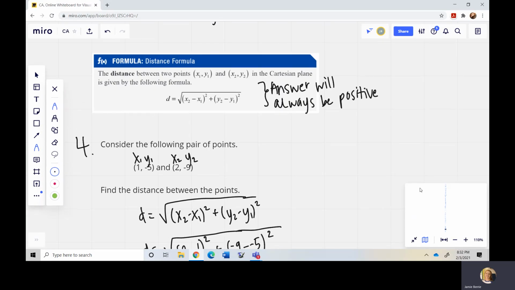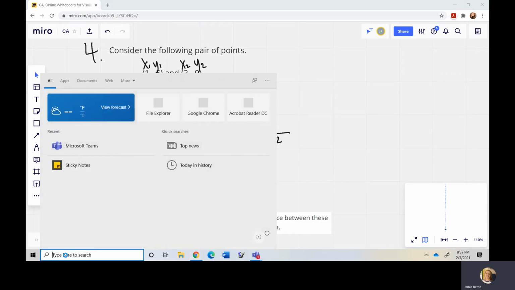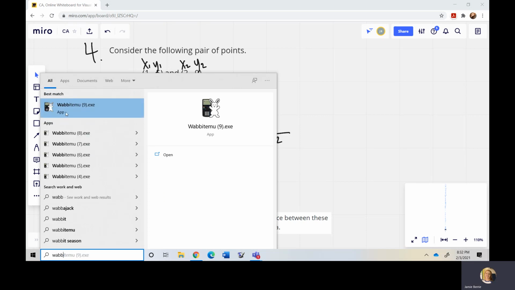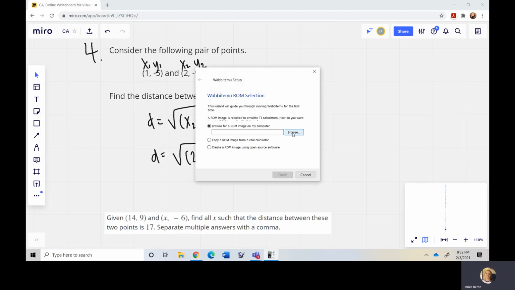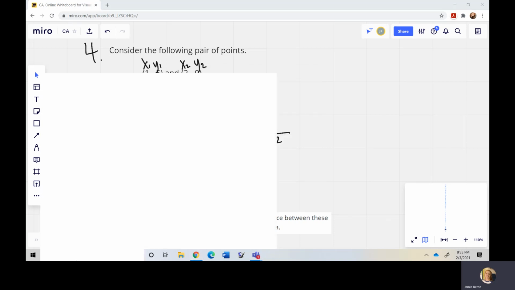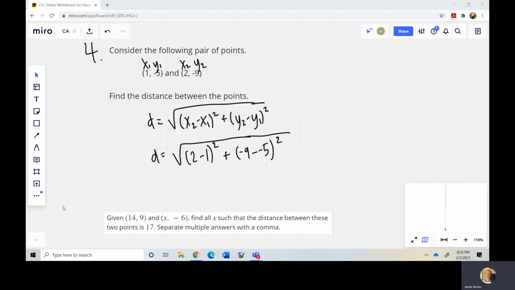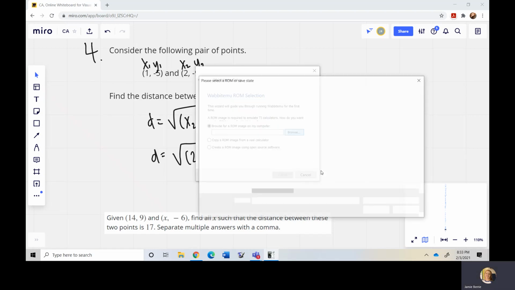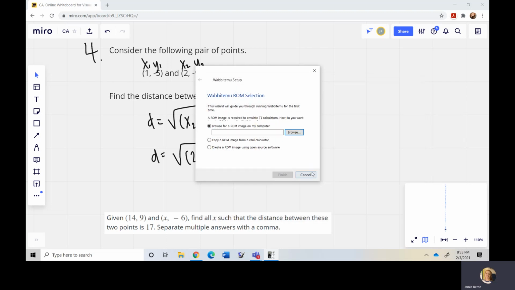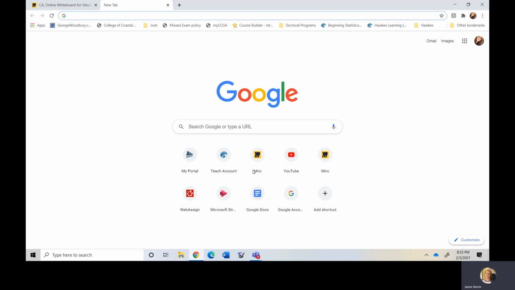I'm going to see if I can get I have a little TI-83 on my computer. Let me see if I can get it to pull up. You can download this too. It's called WabbitEmu. Oh, come on. Yeah, I don't remember where I put it. All right, we'll type this in on an online calculator.